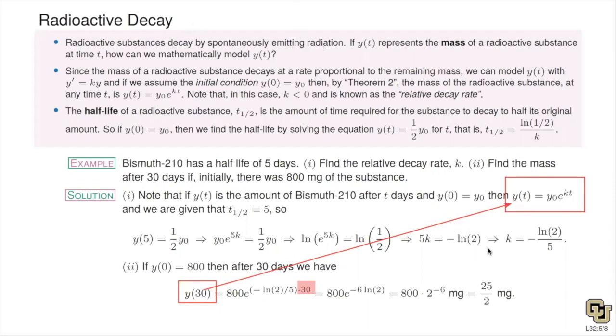I'm replacing the k with this mess, minus ln of 2 over 5. So here's the k, minus ln of 2 over 5. And then we're told initially there's 800 milligrams. So this y sub 0 in the front, I'm replacing with 800. So there's our y of 30, 800 times e raised to the negative ln of 2 divided by 5 times 30. And so now I just do a little math.